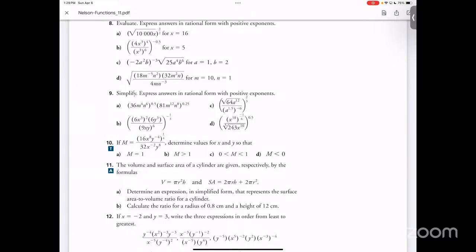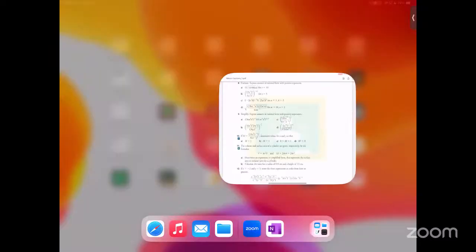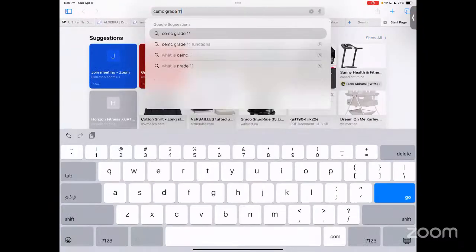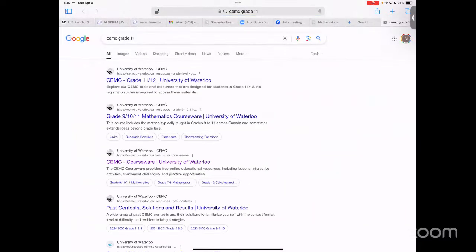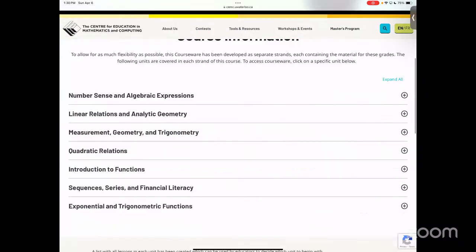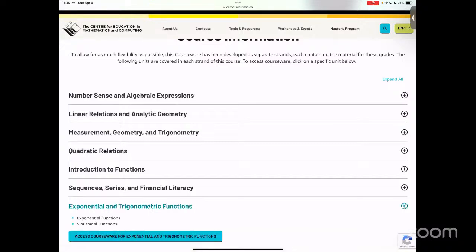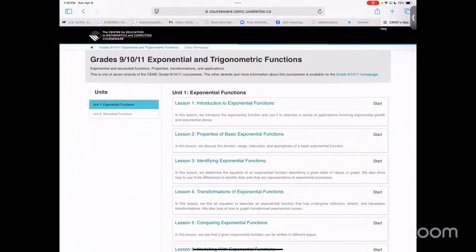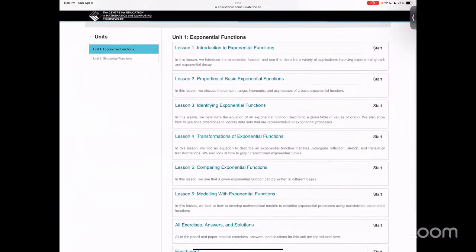I need to show you something that is a great resource. You all know where to sit. So CEMC grade 11. Search CEMC, Centre for Education in Mathematics and Computing in Waterloo, which has created a complete package of resources from grade 9 to 12. We are on exponential and trigonometric functions. If you access this, you can see the introduction to exponential functions, properties of the basic exponential function, transformation, and modeling. Especially the transformation is one of the challenging units.